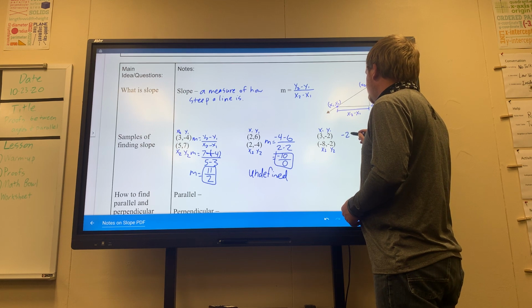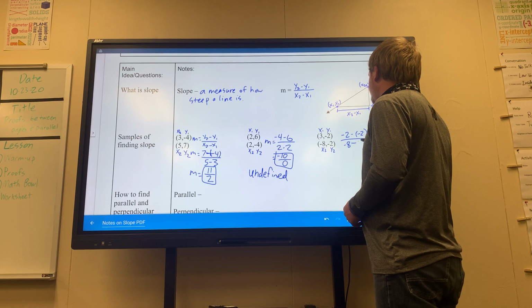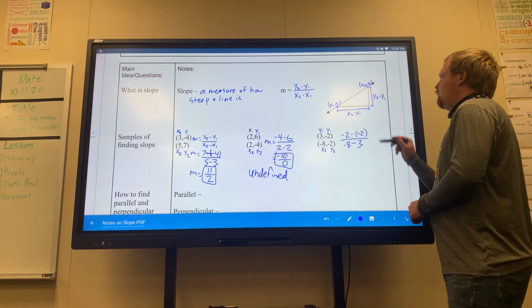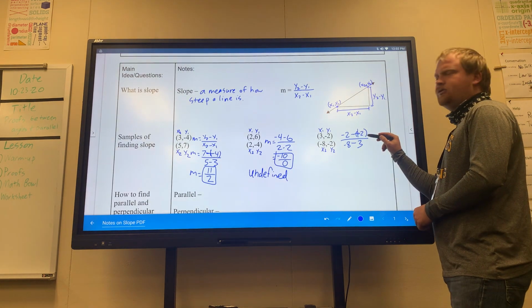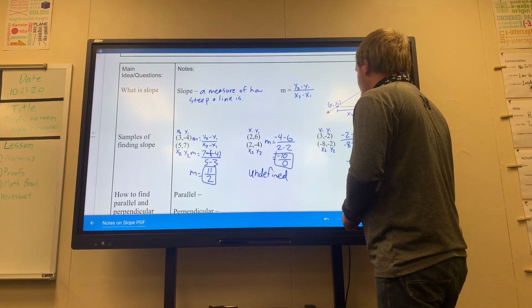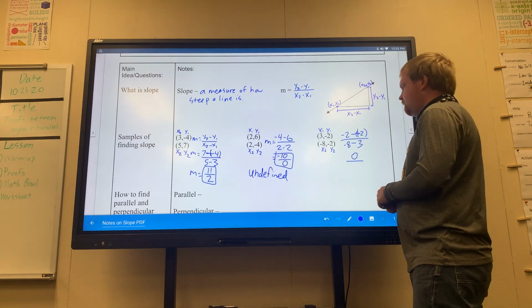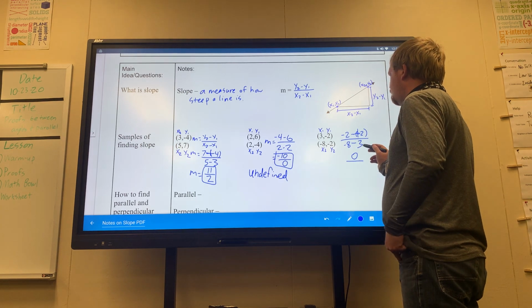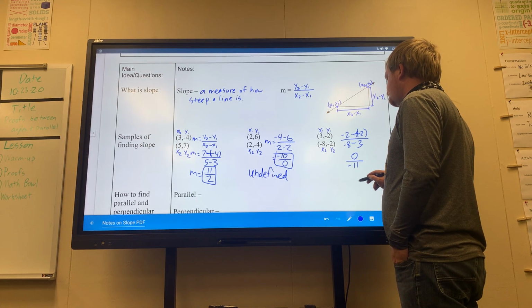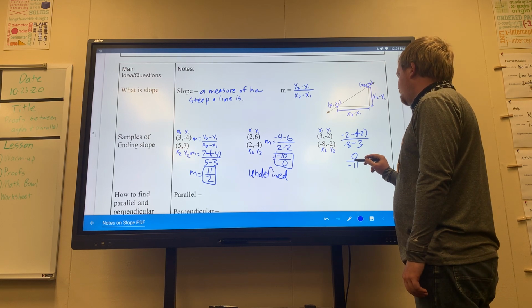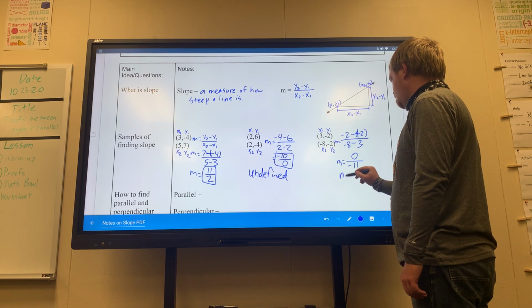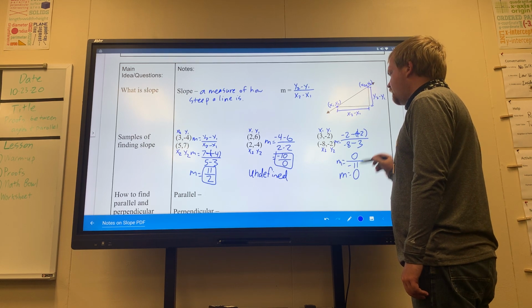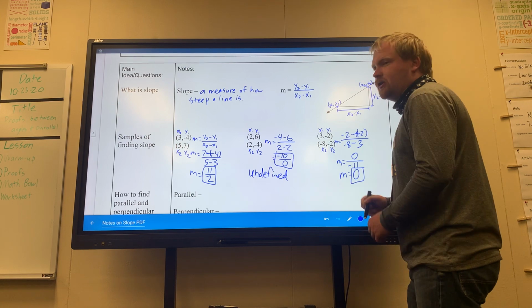So I'm going to go -2 minus -2 over -8 minus 3. Well, I know the two negatives are going to give me a positive. So -2 plus 2 gives me 0. -8 minus 3 is going to give me -11. And of course, 0 divided by -11 gives me 0. So this is an example of a 0 slope.